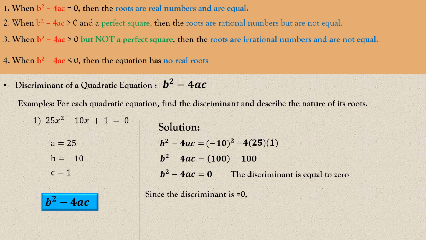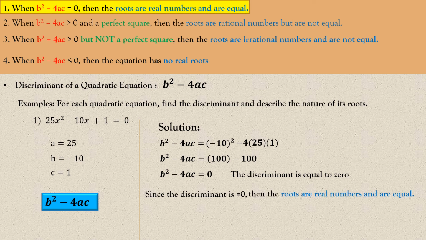Okay, since the discriminant is equal to 0, tanaw ta sa atong condition sa taas, class. Tanaw sa taas. When the discriminant is equal to 0, then we can say that roots are real numbers and are equal. So ingana lang. So kailangan lang nimo ma-identify ang imong discriminant. Another example.